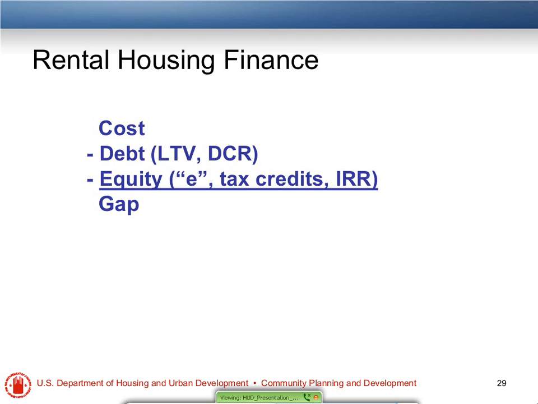And with most of our projects, there may not be a huge amount of cash flow to attract equity, and the internal rate of return, because it includes benefits that may not occur for many years and includes appreciation, which may or may not occur on many of our projects, most of our projects will attract equity based on tax credits.